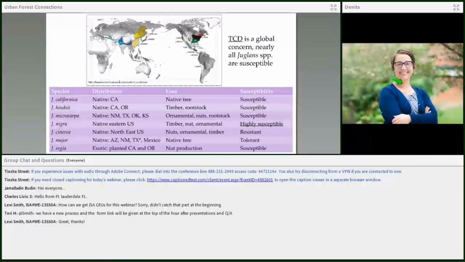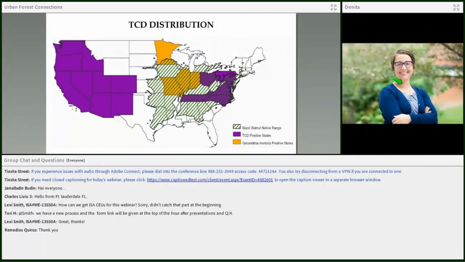So Thousand Cankers Disease appeared in the late 1990s in the western United States, but it has spread throughout the country, and right now it's in Europe, in Italy, but it's also a global concern because all Juglans species are susceptible, and although we have a number of susceptible and highly susceptible species in the United States, none of them are resistant. And walnuts are distributed globally, so this could potentially be a problem beyond our borders.